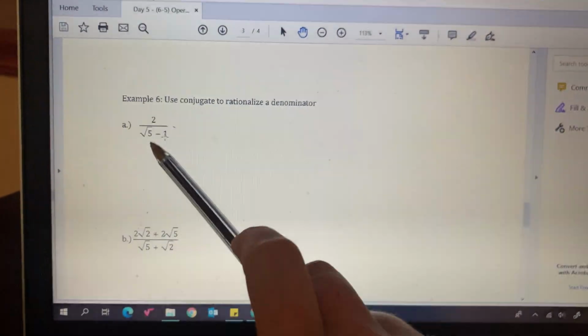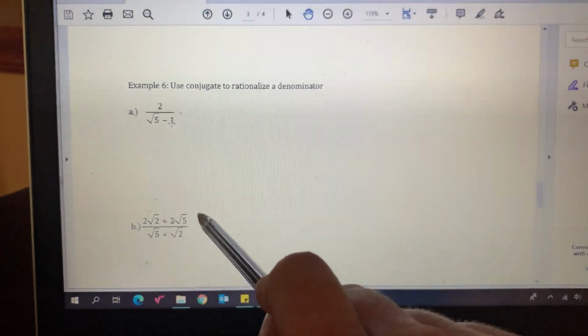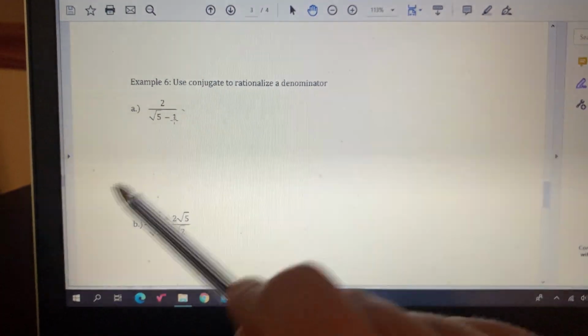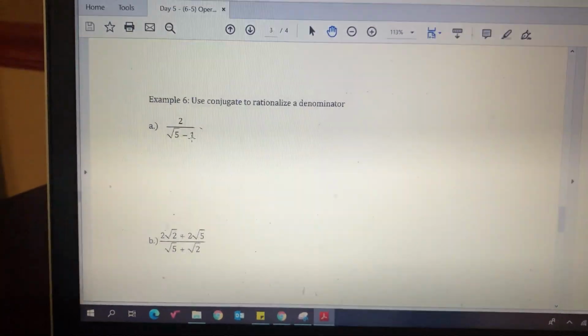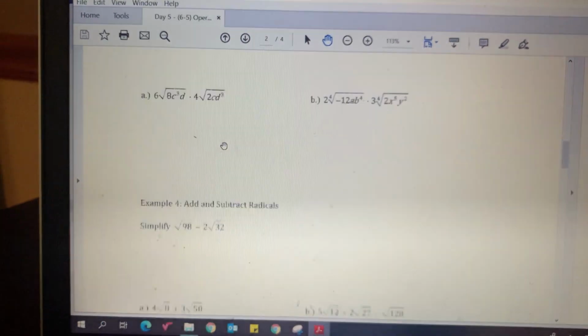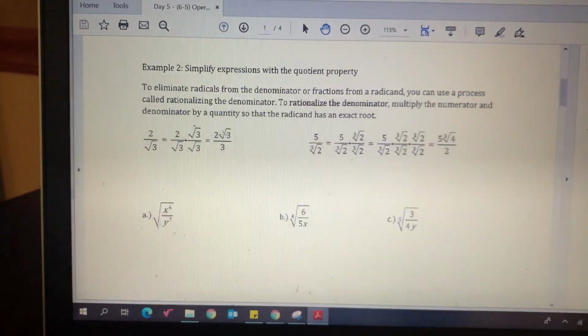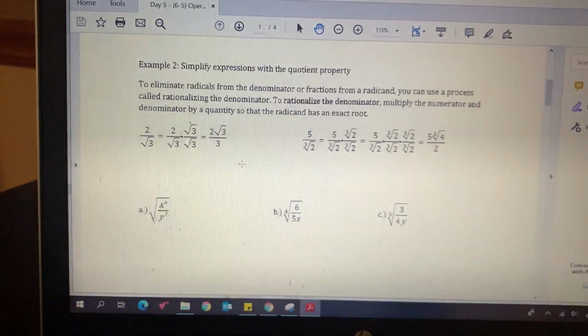Okay, so the last one, we had a minus here, so we did a plus 1. Here, it's plus, so we'd multiply the top and the bottom by root 5 minus root 2. Okay, we did that with i before, so this should be familiar. So the last thing that you have is in the beginning. And I'll do a few of these because this is probably the hardest concept.